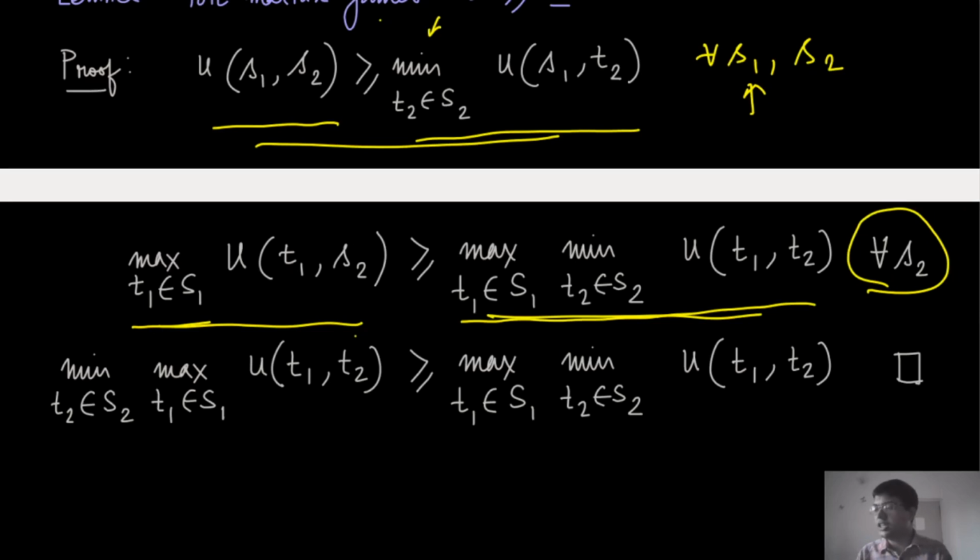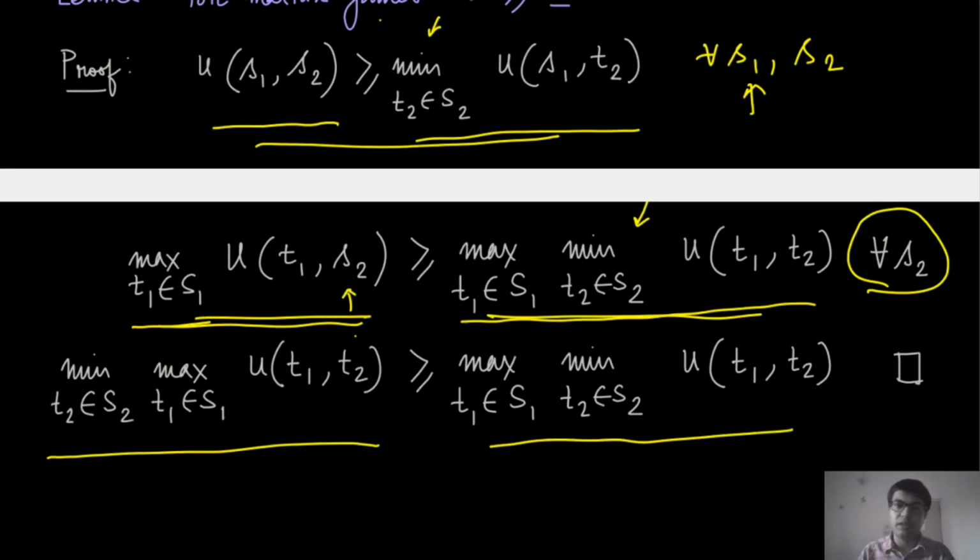So the left hand side is no longer a function of S1 anymore, it is just a function of S2. The right hand side is already a constant, it's neither a function of S1 nor S2. Because this left hand side is greater than or equal to the right hand side for all values of S2, you can also take the minimum over S2, right? So this will give you the min max value, which is V upper bar, and the right hand side, which is V lower bar, the max min value.